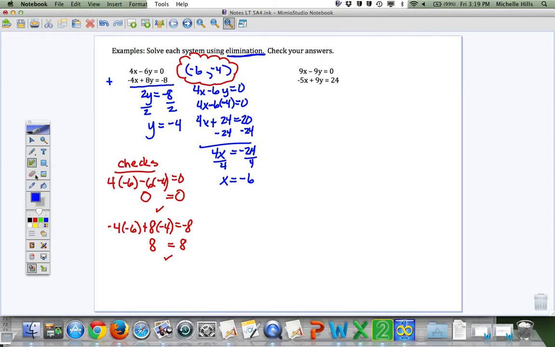Positive 9y and negative 9y are also opposites. So when I would add these two equations together, I would get 9x plus negative 5x is 4x. Negative 9y plus positive 9y is 0, so I'm not going to write that down. And 0 plus 24 is positive 24. I'm just going to stop and finish. We'll do more problems so you can see more of start to finish. But really, this was just to show that sometimes you're going to have opposites on your x coefficients and sometimes on your y coefficients.